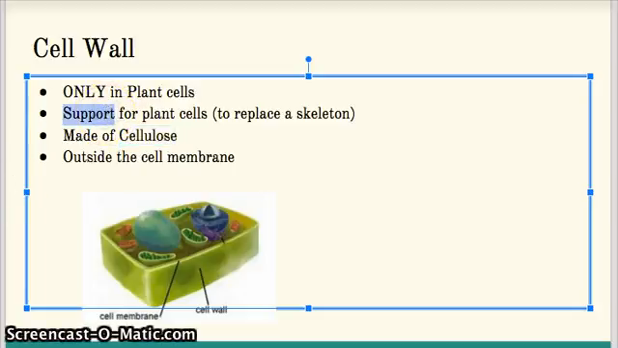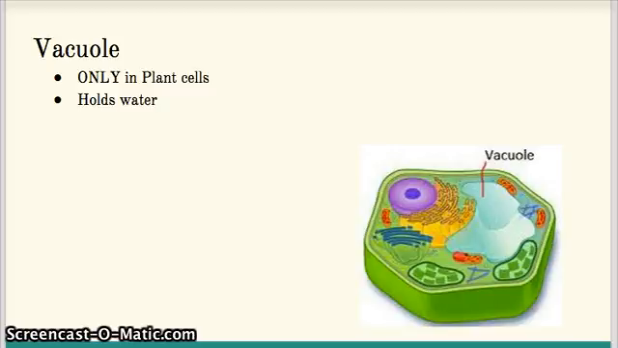And then the last thing that's only found in plant cells is the vacuole. And all you need to know is that it just holds water. Remember, plants need lots of water for photosynthesis, so that holds water. All right, and the next three things can be found in any cell, and I don't really care if you know what cells they're found in, so I blanked those out on your table, but you still need to know what they are and what they do.